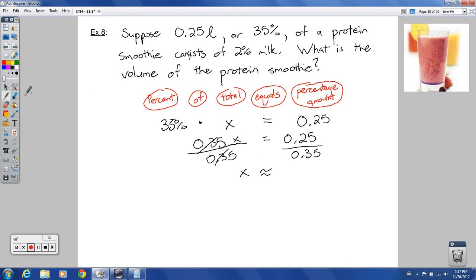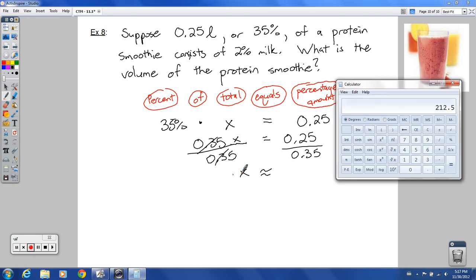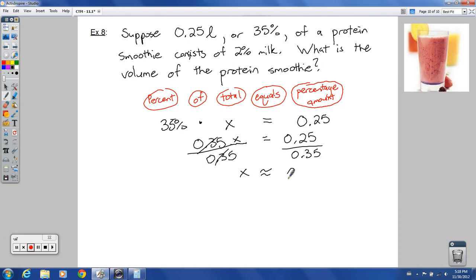And this becomes approximately 0.25 divided by 0.35. We're dividing by something less than 1, so our numbers should get bigger. So 0.25 divided by 0.35 equals 0.714, and it goes on and on. I'll just pretend that the direction said to round to 3 decimal places on this one. So I will say that's 0.714, and my units here were in liters.